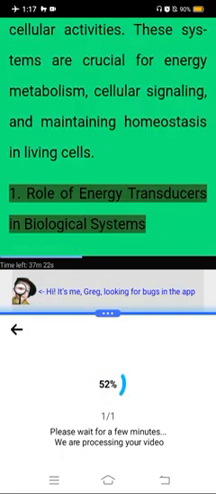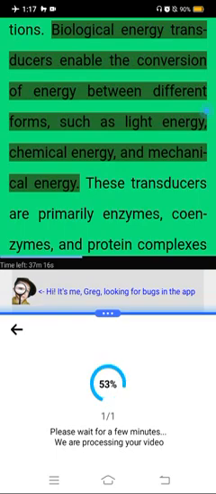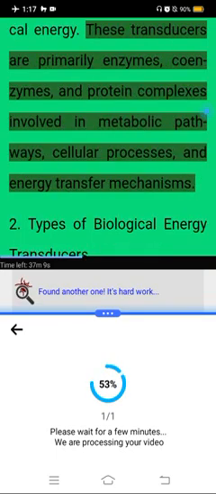1. Role of energy transducers in biological systems. Living organisms require energy to perform work, maintain cellular structures, and carry out vital biochemical reactions. Biological energy transducers enable the conversion of energy between different forms, such as light energy, chemical energy, and mechanical energy. These transducers are primarily enzymes, coenzymes, and protein complexes involved in metabolic pathways, cellular processes, and energy transfer mechanisms.